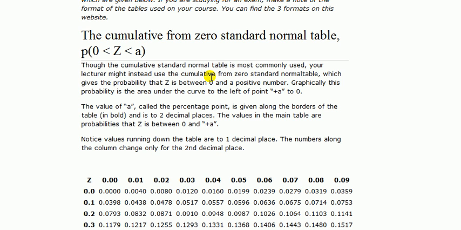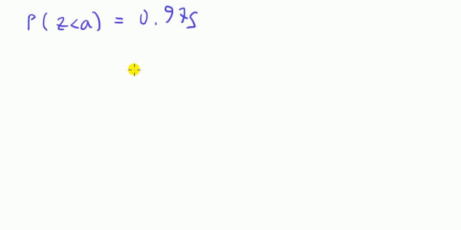Hi everyone. In part 3 of this video on looking up critical values or percentage points from the standard normal table, I'll be showing you how to find those when we are using the table that gives you probabilities of the form probability that z is between 0 and a. Okay, first question, find a, so that the probability of z less than a is equal to 0.975.